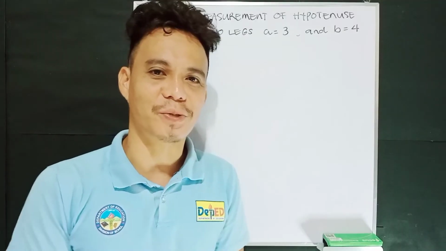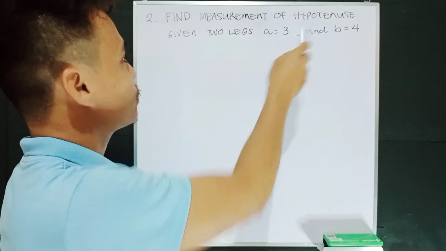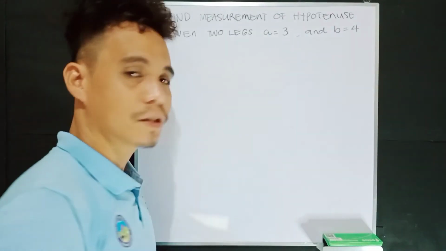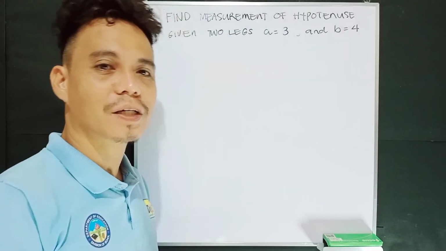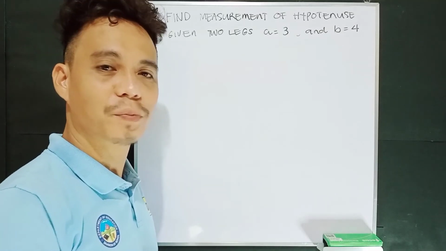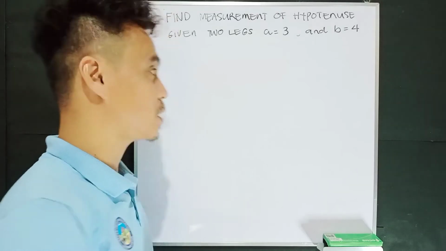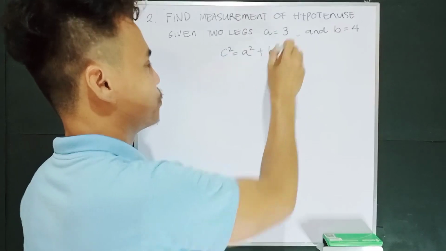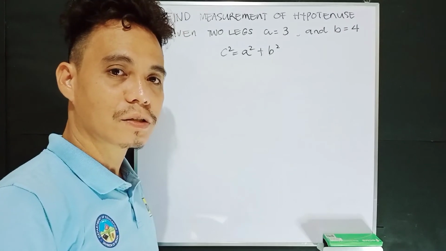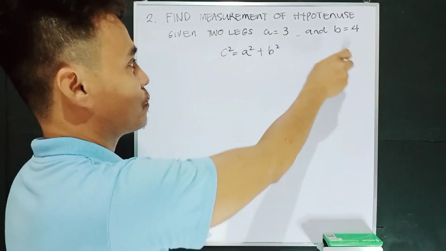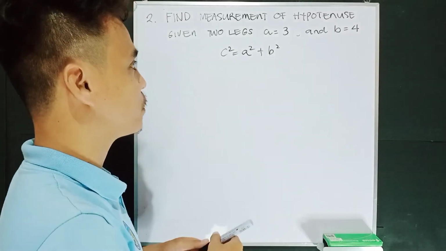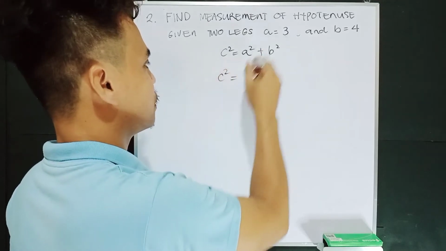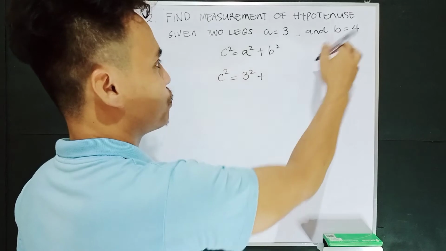So now let's solve example number 2. Find measurement of hypotenuse given two legs A is equal to 3 and B is equal to 4. So, base pa rin sa Pythagorean theorem, so square of the hypotenuse is equal to the sum of the square of two legs. So, therefore, your C squared is equal to A squared plus your B squared. So, gagawin natin is just substitute. So, substitute lang natin ng value ng given meron sa problem. So, therefore, your A is 3 and your B is 4. So, magiging C squared is equal to your A is 3 squared plus your B is 4 squared.